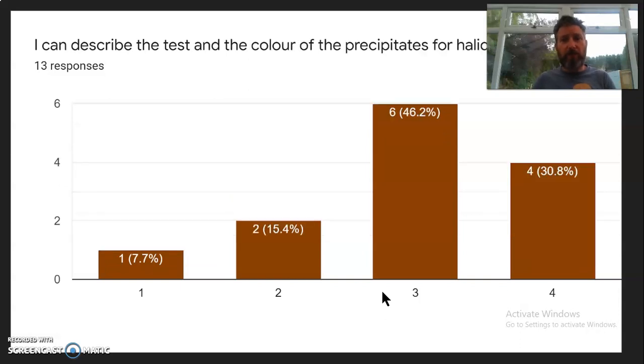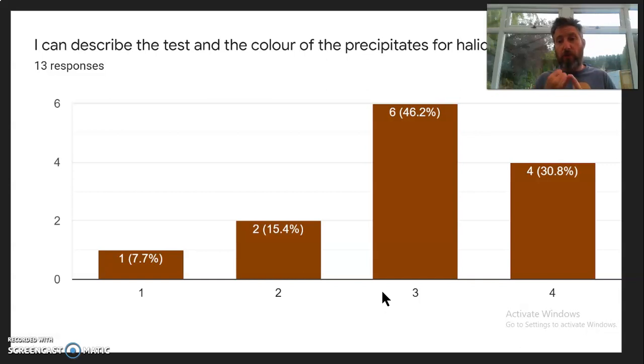Precipitate test for halides. Again, this is another one we did practically right at the end. If you think you've got a halide, that's a chloride, a bromide, or an iodide ion in solution, you add to it acidified silver nitrate. So you need nitric acid and silver nitrate solution. You add those two, and what happens is you form the silver halide. And silver halide is a precipitate.